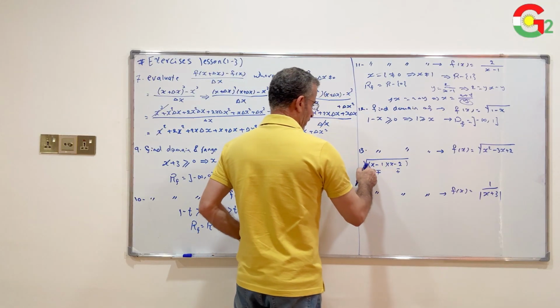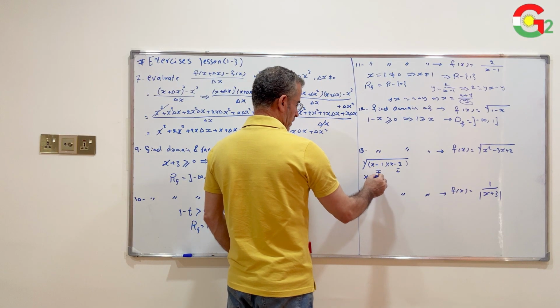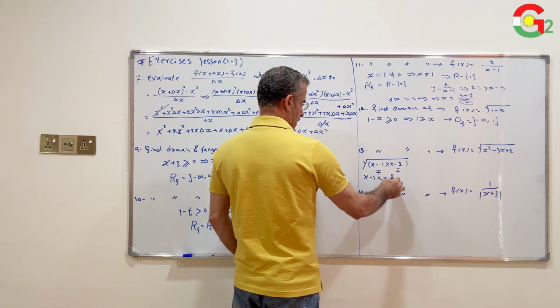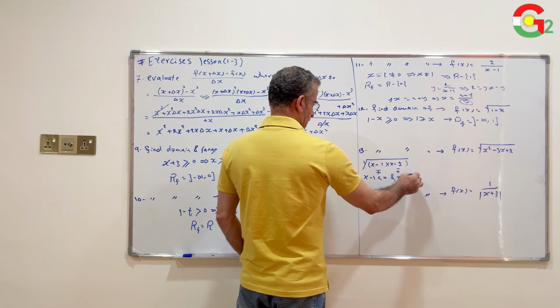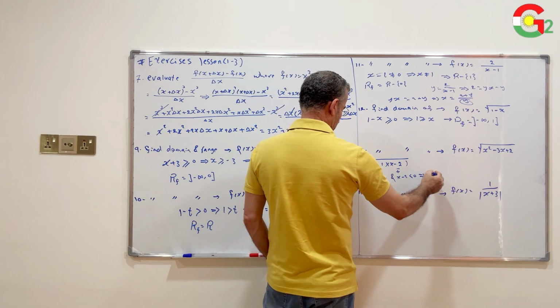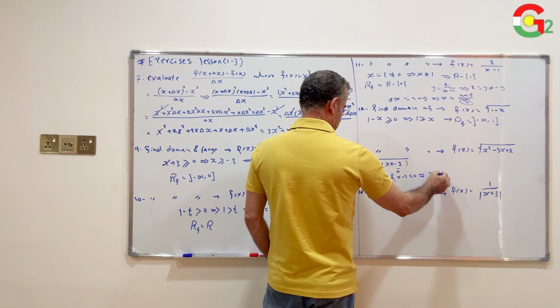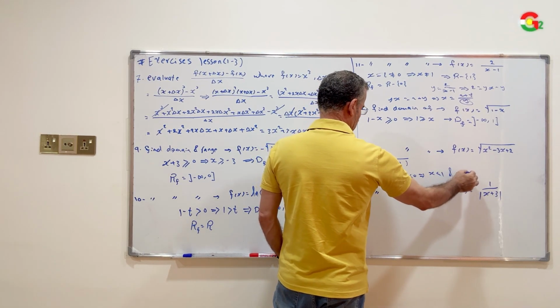Then I'll find the domain in these two cases. First, x minus 1 less than 0 and x minus 2 less than 0, negative times negative is positive. Then x less than 1 and x less than 2.